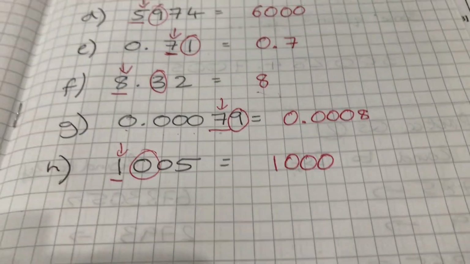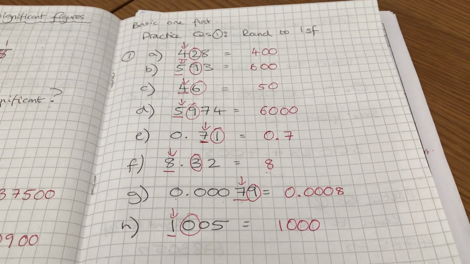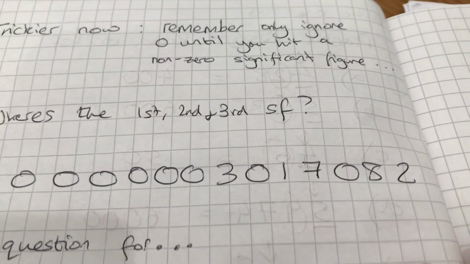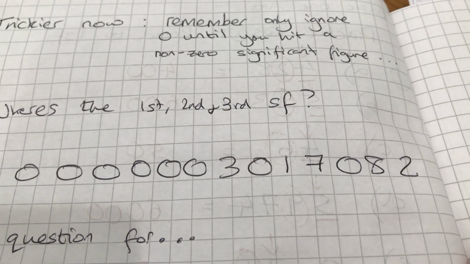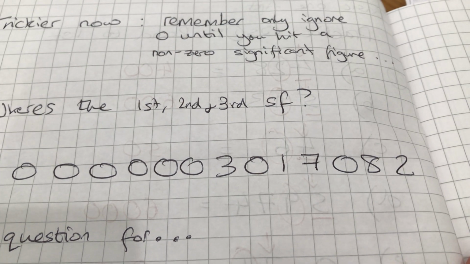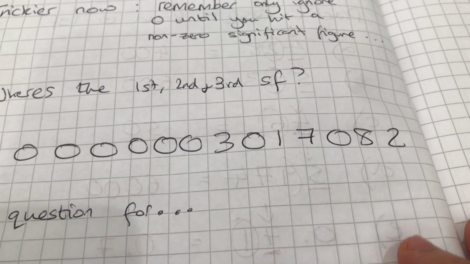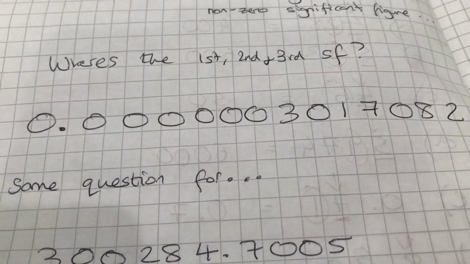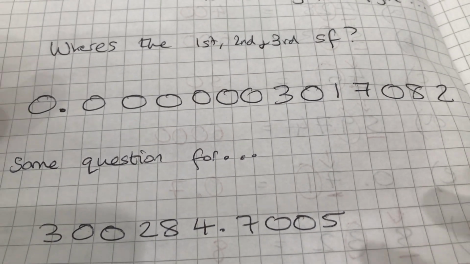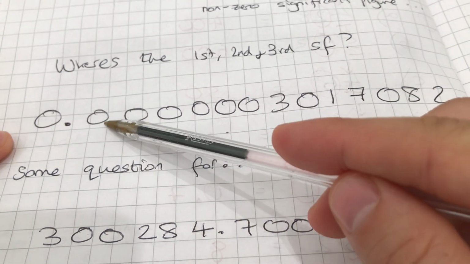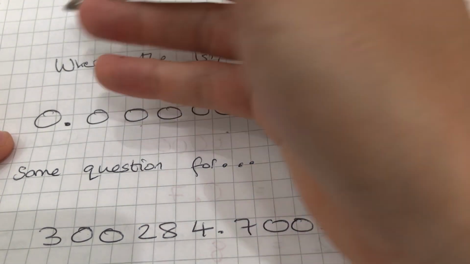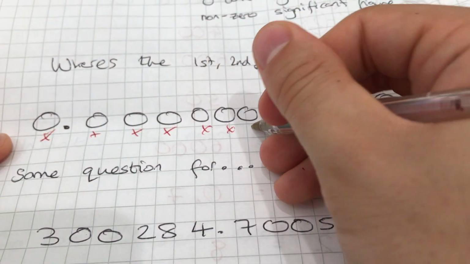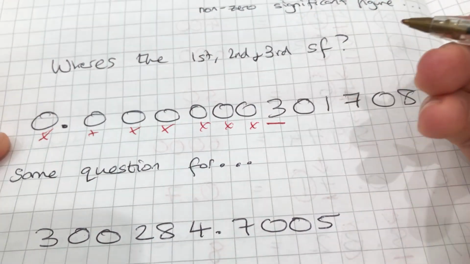All right, there's your answers all together for you to mark if you missed any. Right, so some trickier ones now. Remember, only ignore 0 until you hit a non-zero significant figure. So this is a perfect example, this one here. Where's the first, the second, and the third significant figure? No, no, no, no, no. In fact, let's get those X's on to help us remember. No, no, no, no, no, no, yeah.